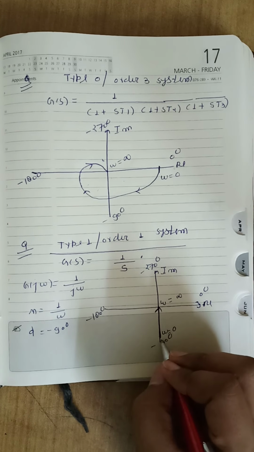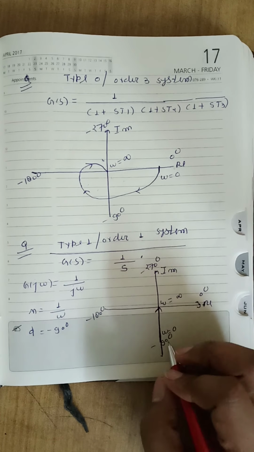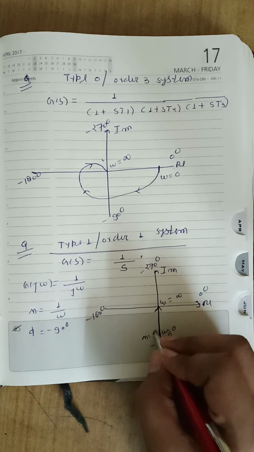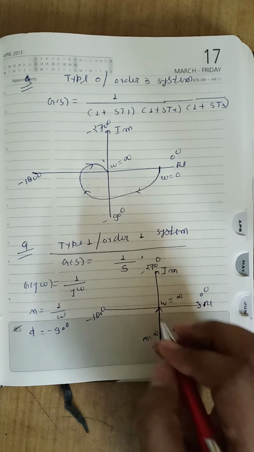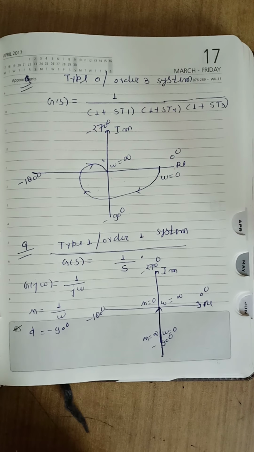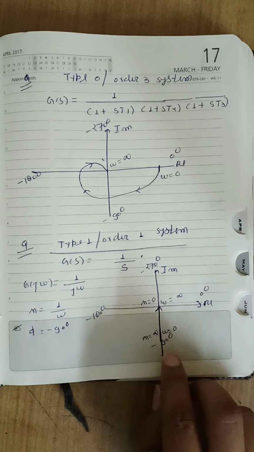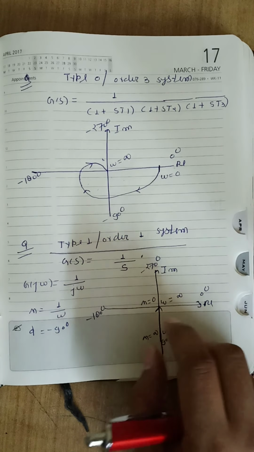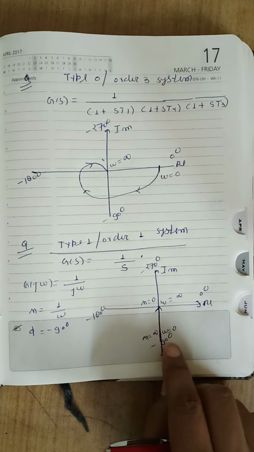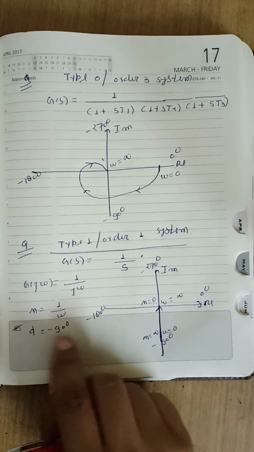So this will define omega equal to 0. Here we have M equal to infinity. This will define omega equal to infinity. Here we have M equal to 0. But the angle will remain the same. That's why we have a starting point at the line of angle minus 90 degree. We have an ending point at the line of angle minus 90 degree.